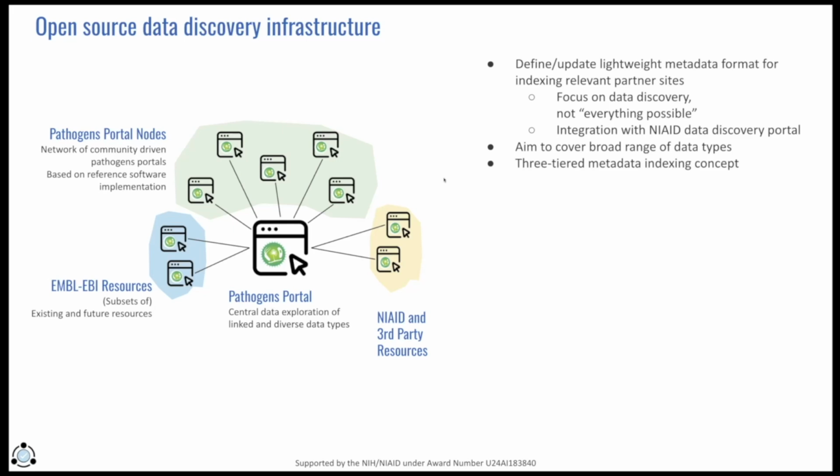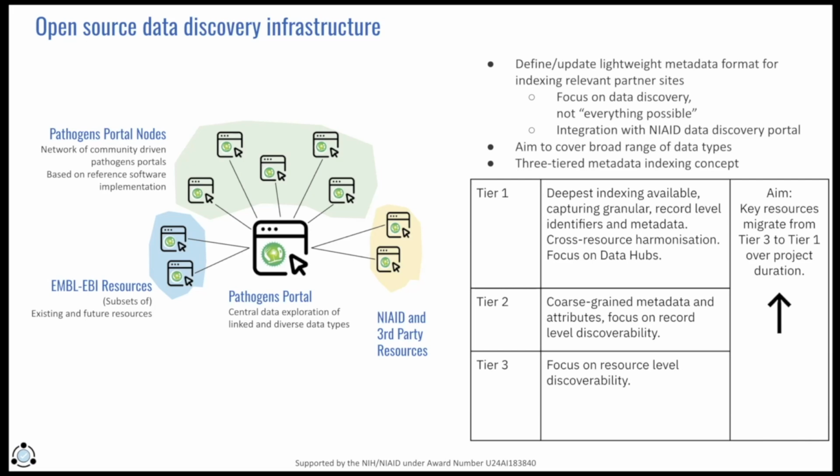And clearly, different resources have different technical capabilities, they have different sizes, there's different data types, and to be able to discover data across a broad range of resources, but also to go into depth where it's useful, we have a three-tiered metadata indexing concept where the third tier is aiming at just resource level discovery. So basically, this is just a list of resources and their links, like this resource is relevant to pathogen research. Then the next level is coarse-grained metadata and attributes discovery on the record level so that we can discover a specific record from a given resource based on the metadata which is provided by the resource.